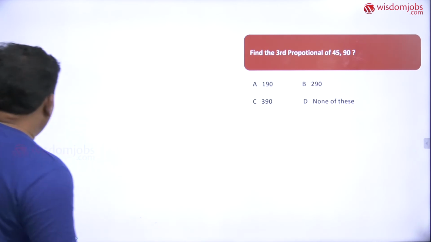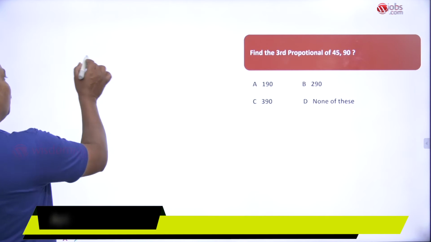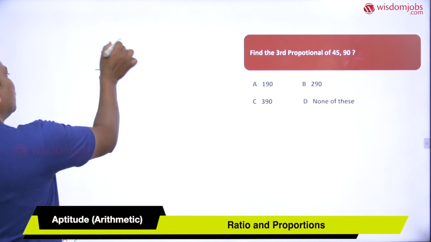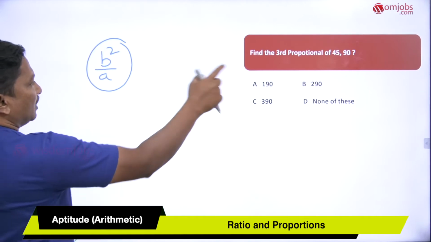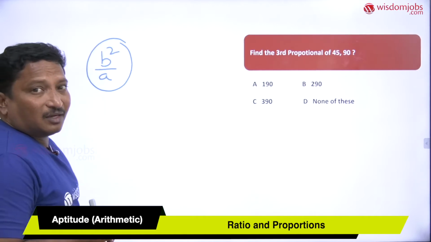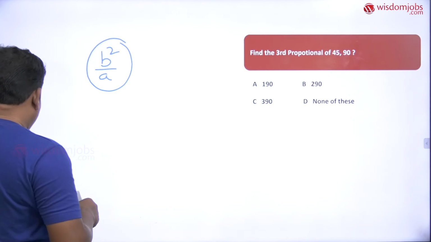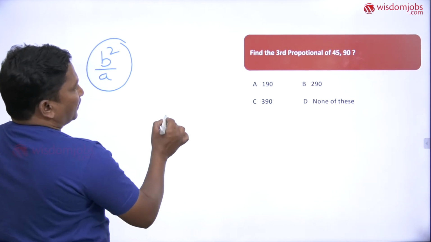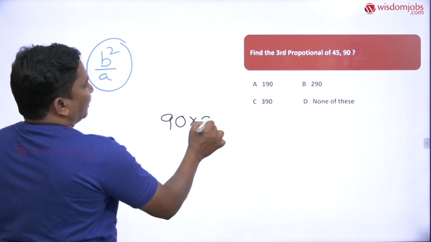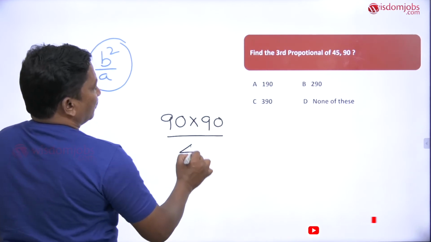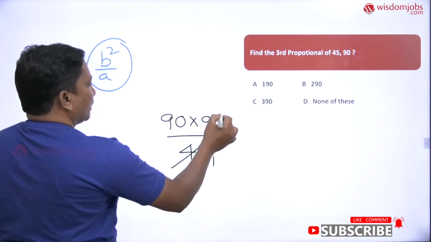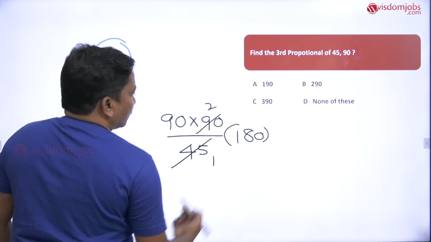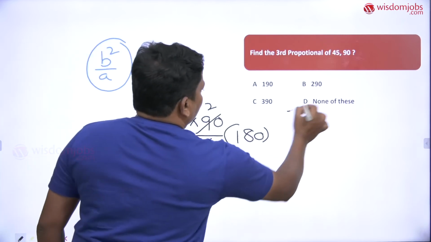The third proportion is B square by A. Just substitute those values in the formula and you get the result. That equals 90 into 90 by 45. 45 ones are 45, 45 twos are 90, so the answer is 180. The answer among the options is none of these.